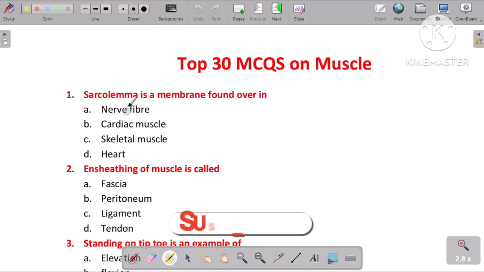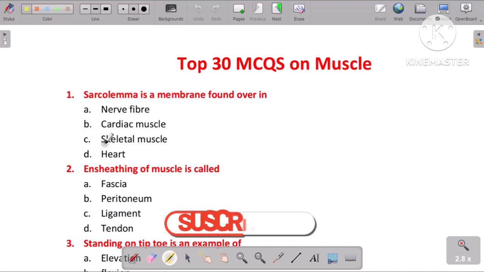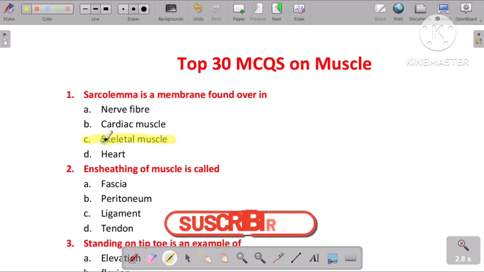सार्कोलीमा एक मेम्ब्रेन है जो कहाँ पे पाई जाती है? ऑप्शन ए बेटा नर्व फाइबर, ऑप्शन बी कार्डियक मसल, ऑप्शन सी स्केलेटल मसल, ऑप्शन डी हार्ट। So beta, the right answer is option C, cardiac skeletal muscles.